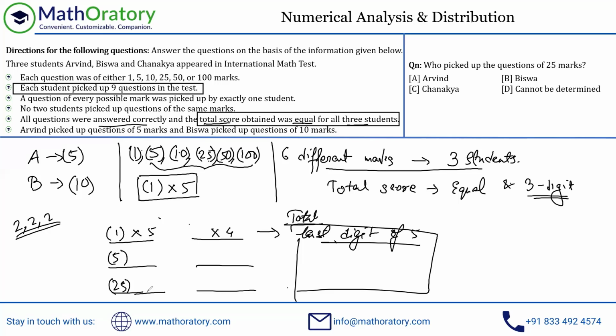What else can we say? So this 5 marks, this has to be A, great. So that is done. But then what about the other 2?